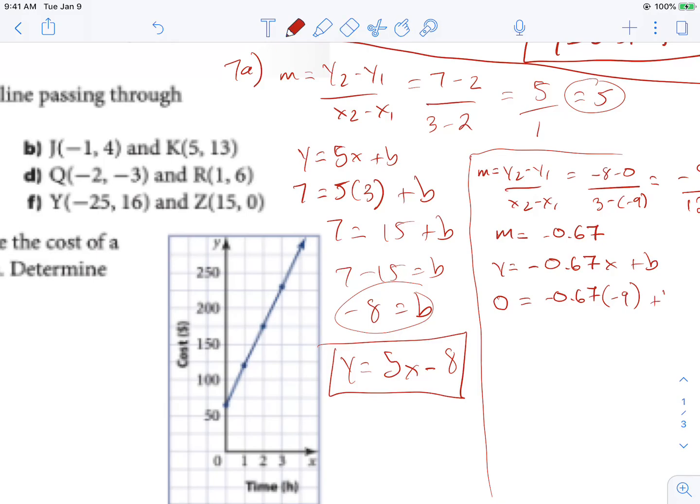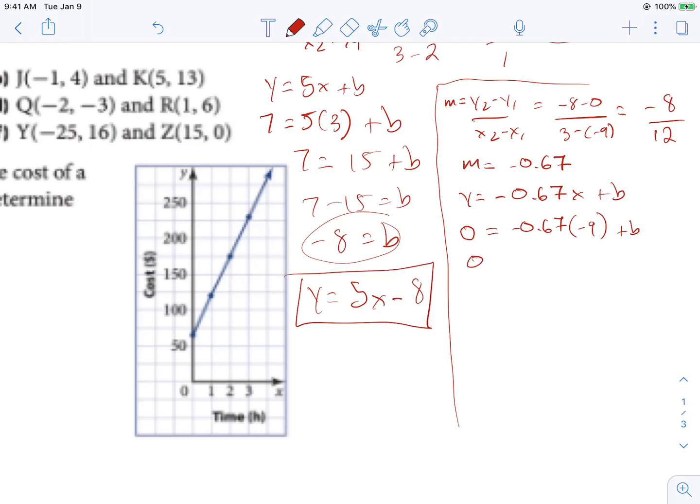Negative 9 plus b. So now what we'll do is 0 equals negative 0.67 times 9, which is positive 6, plus b. Bring that over and you get b equals negative 6 because it crossed over the equal sign. Okay, perfect. So now what we need to do is put our whole thing together. y equals our slope, which is negative 0.67, x plus b, which is minus 6.